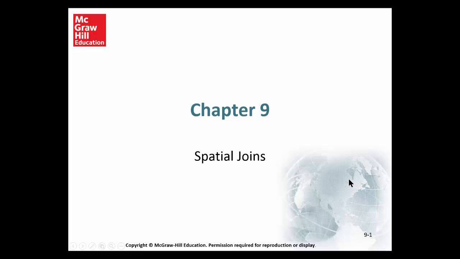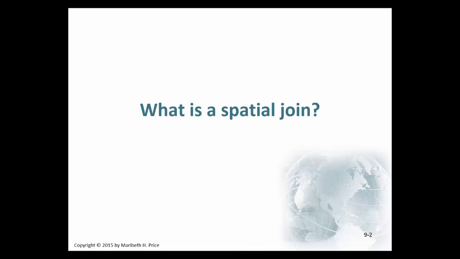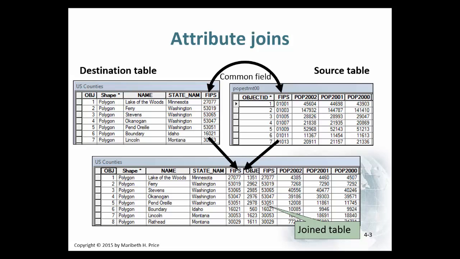Chapter 9 explains spatial joins, which is another powerful GIS tool. A spatial join is similar to an attribute join, except that instead of using a common join field to decide which rows in a table match, the locations of the spatial features are used.